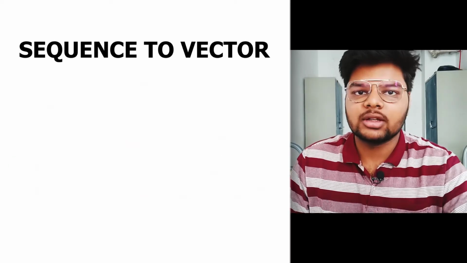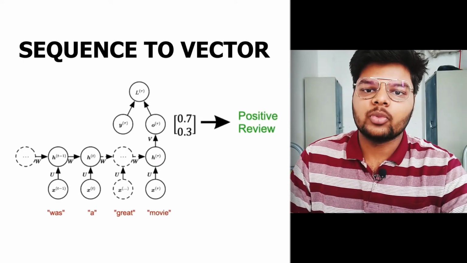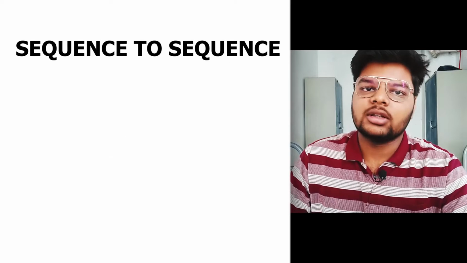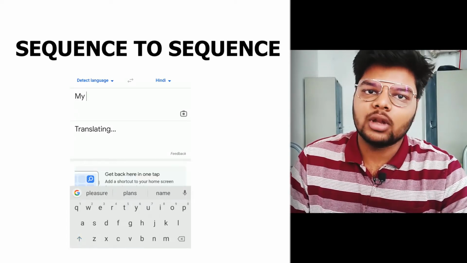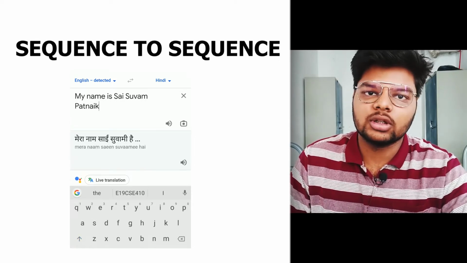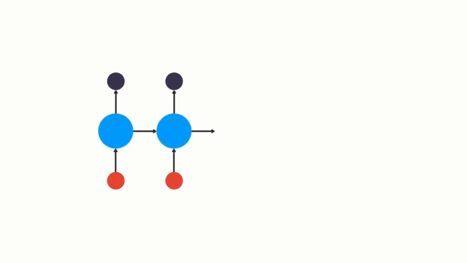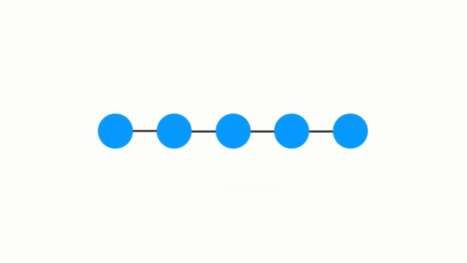Now the second architecture, sequence to vector model. Sentiment analysis kind of tasks are performed using this architecture. And sequence to sequence model, this model is used to perform language translation like converting from English to Hindi or Hindi to English, etc.